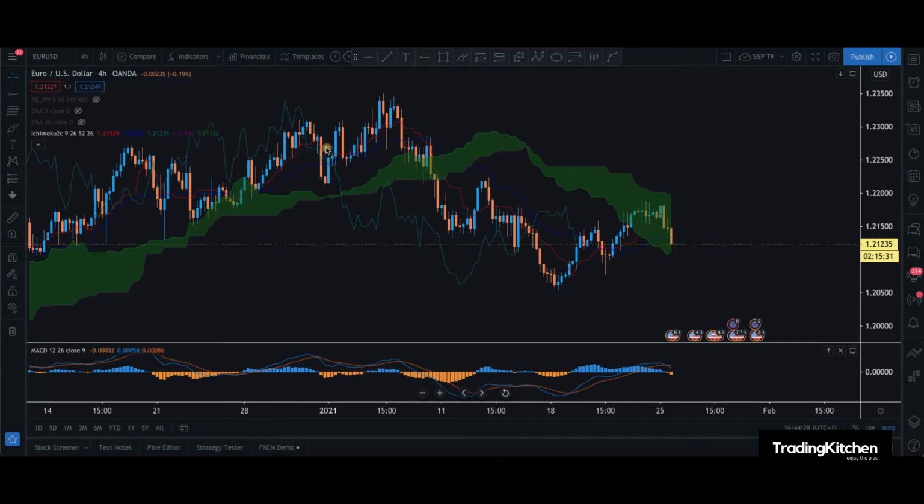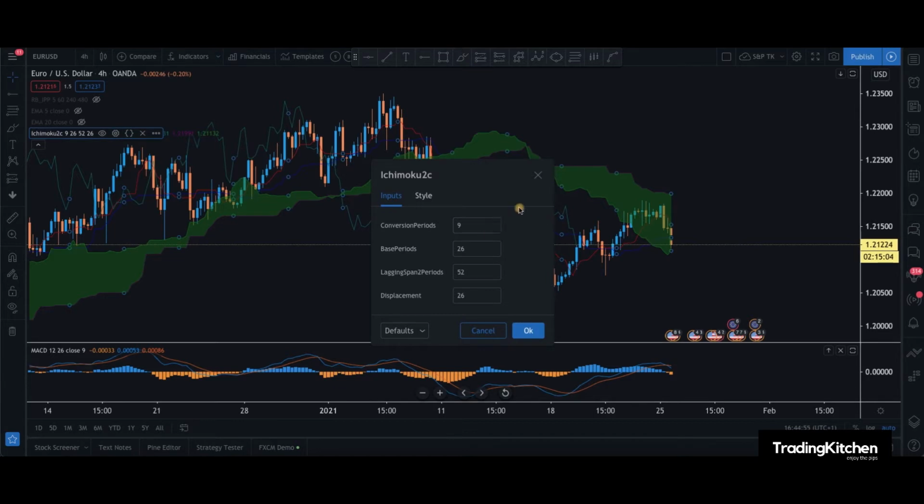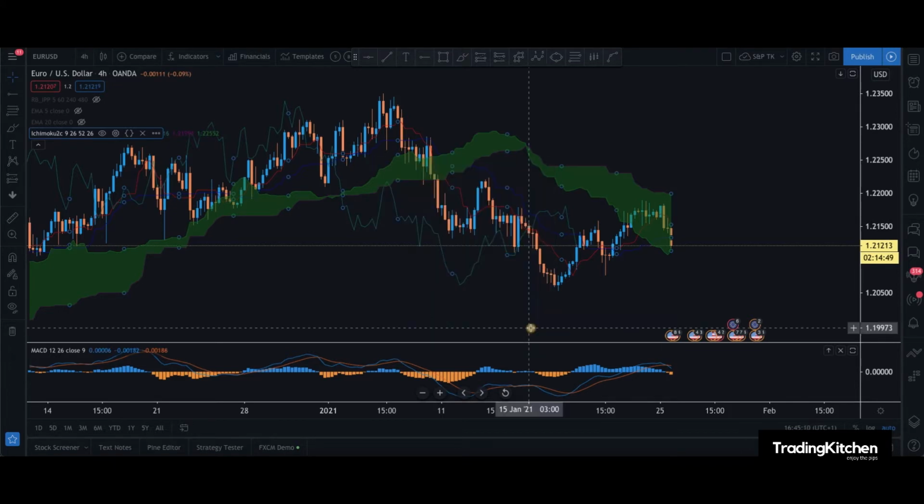First of all, trigger. You can use it as a trigger when the conversion line crosses the baseline. The conversion line is considered a short-term price movement. Just another thing I didn't tell you: the ICHIMOKU indicator is standard. You can find the standard one on TradingView, with settings 9, 26, 52, 26.